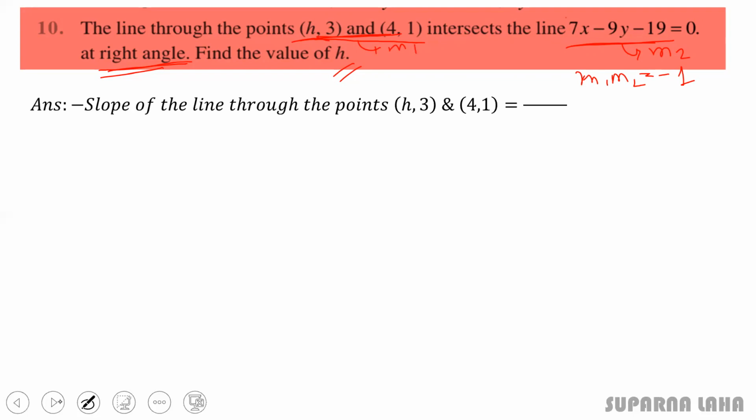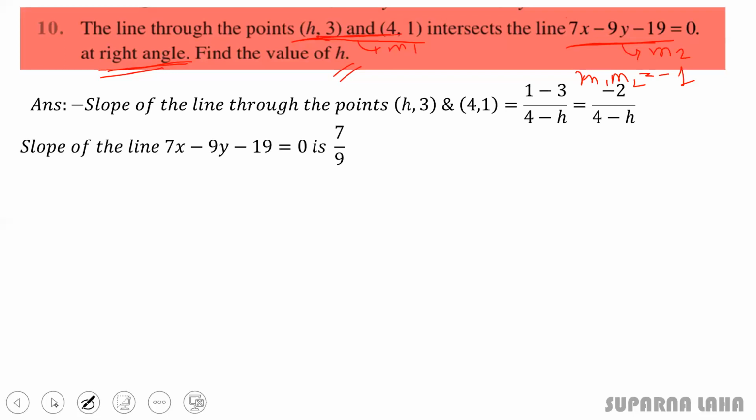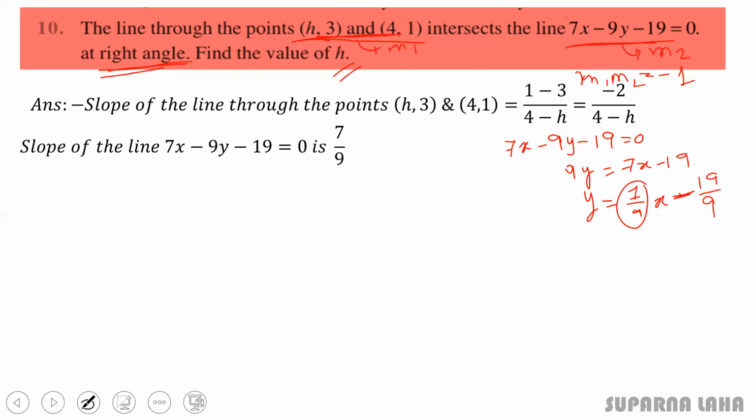So the slope of the line through the points (h, 3) and (4, 1) is minus 2 by 4 minus h, and the slope of the given line, 7x minus 9y minus 19 equals 0, is 7 by 9. I hope this is clear. Still I'm solving this one. So 9y you can write as 7x minus 19. So y equals 7 by 9 x minus 19 by 9. So the slope is 7 by 9.